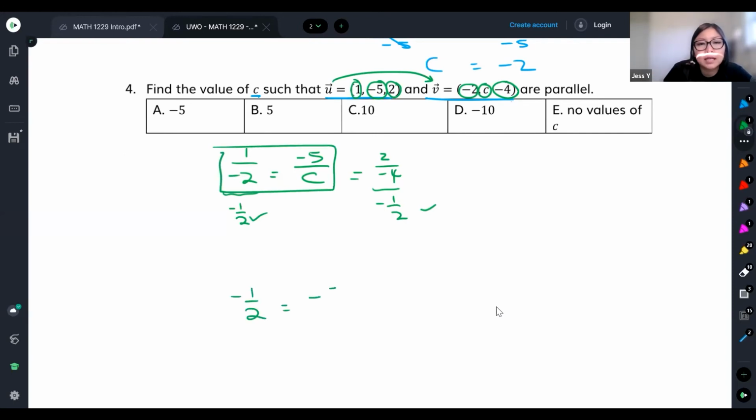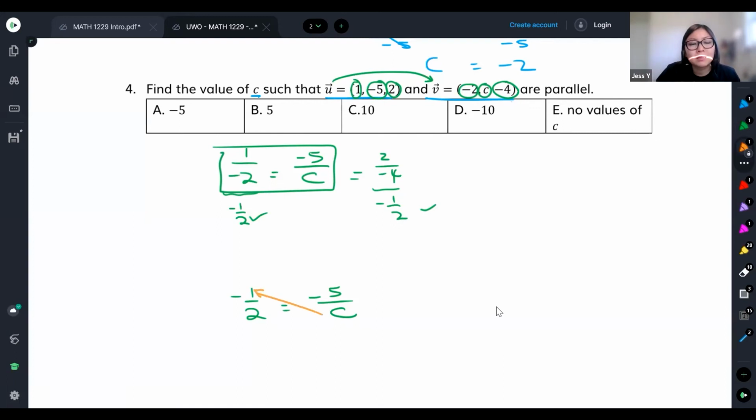-1/2 equals -5/C. Again, I don't like fractions, right? So you want to get rid of them by multiplying by the denominator. I have a little trick to show you. When you have a fraction equals a fraction on the final exam, you want to use something called cross multiplying. That will get rid of all your fractions.